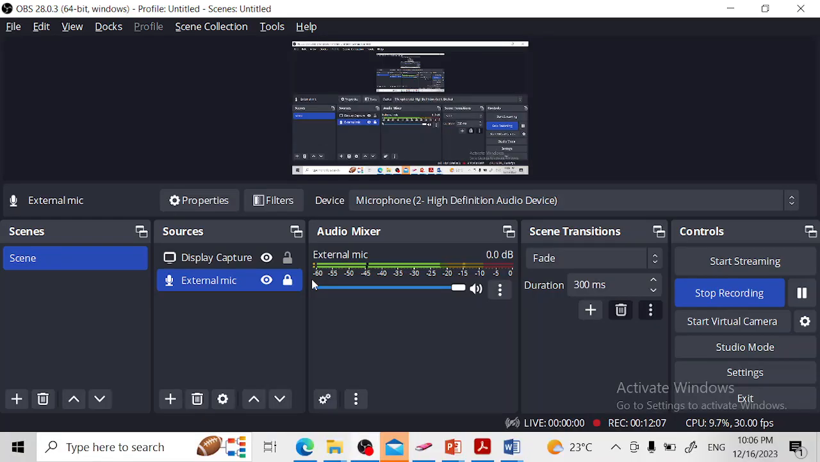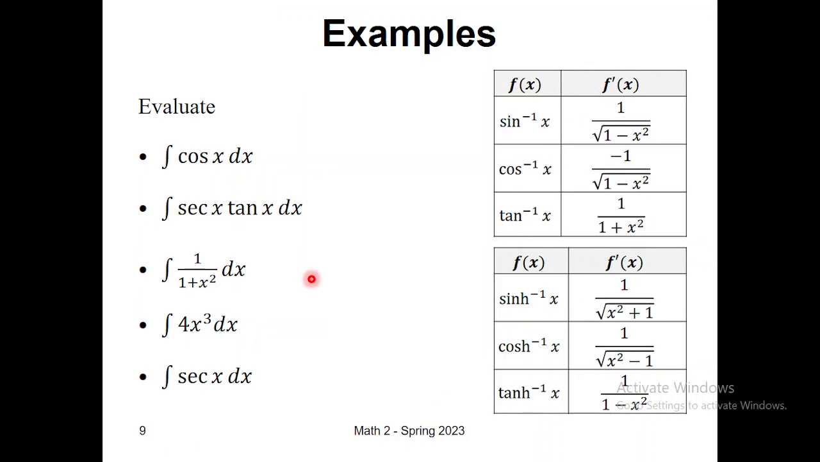So now, what is the antiderivative of this function? The antiderivative is tan inverse, because the derivative of tan inverse equals this expression. So the result is directly tan inverse x. What is the integration of 4x power 3? It is x power 4, because the derivative of x power 4 is 4x power 3, and so on.